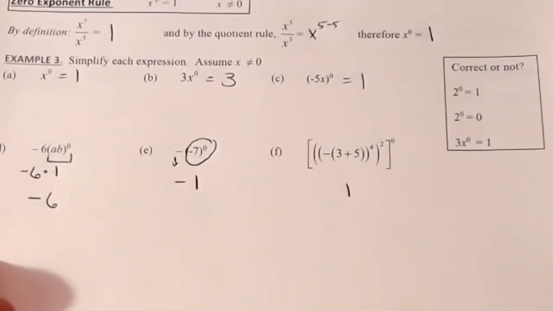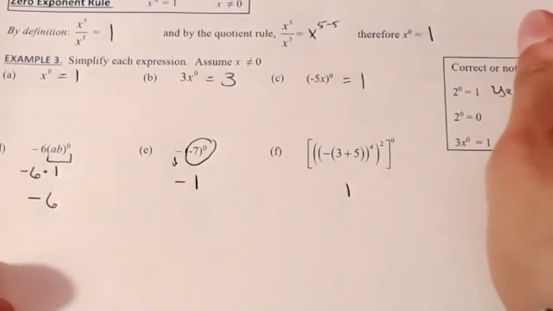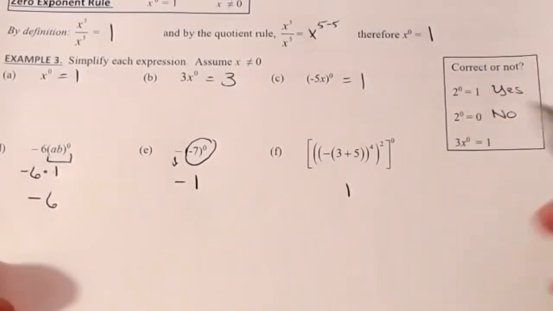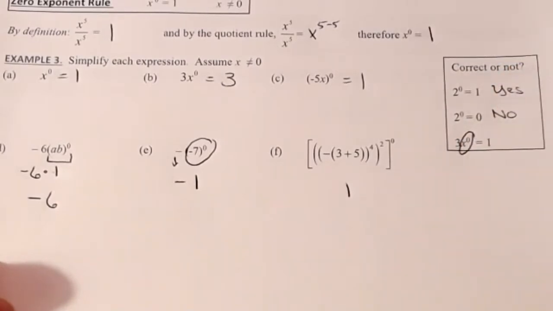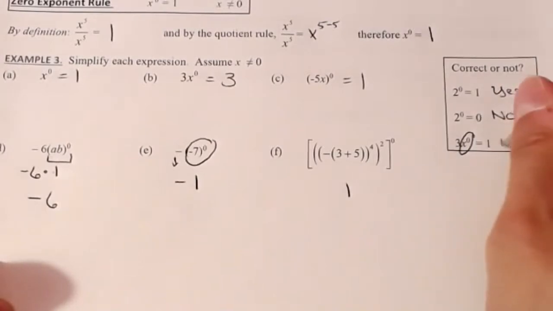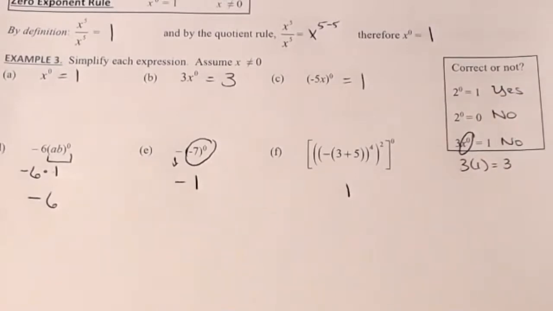In this side box, just be very aware. 2 to the 0 is 1, yes. 2 to the 0 is 0, no. And then 3 times x to the 0 equals 1, that's not true because only the x is being raised to the 0th power. So that implies 3 times 1, which means this should actually be 3. Okay, that's how we do this.